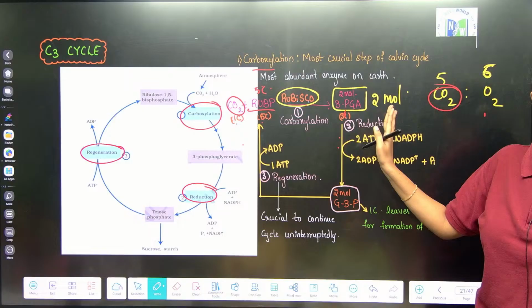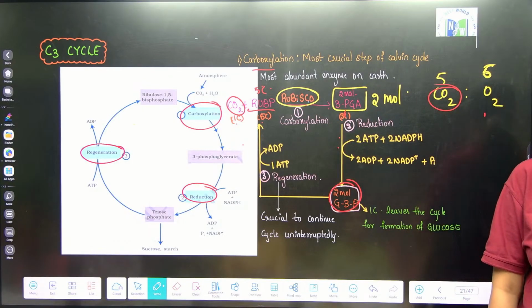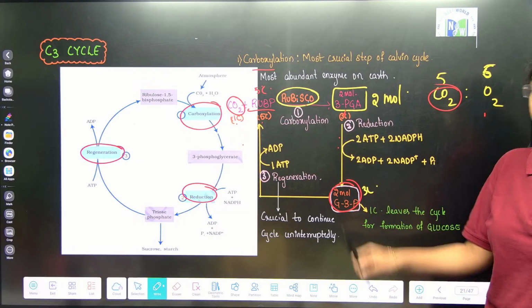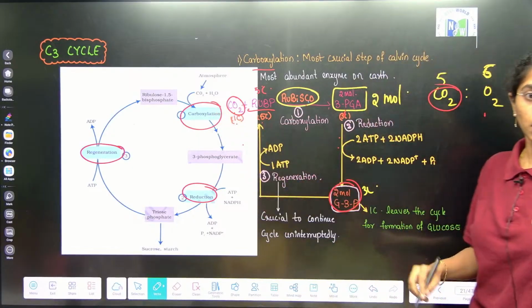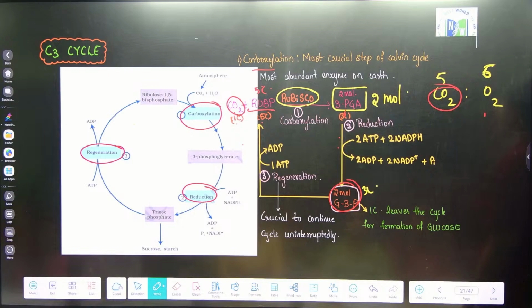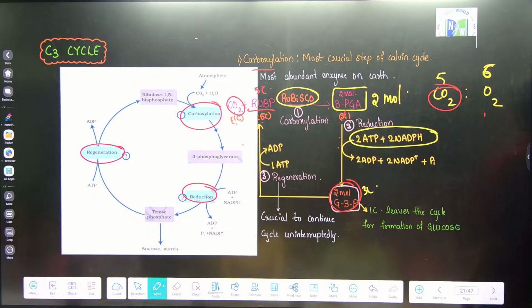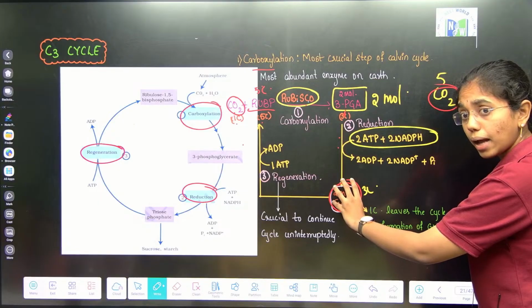They get reduced to 2 molecules of glyceraldehyde 3-phosphate, which is again a 3-carbon compound. For this reduction step, for single carbon dioxide fixation, how much ATP and NADPH are utilized? 2 ATP and 2 NADPH are utilized. And these 2 molecules of glyceraldehyde 3-phosphate have how many carbons?